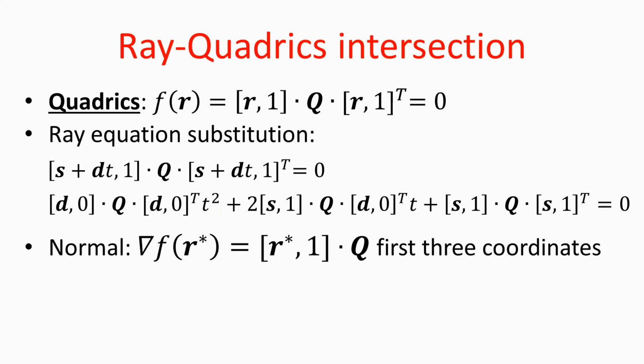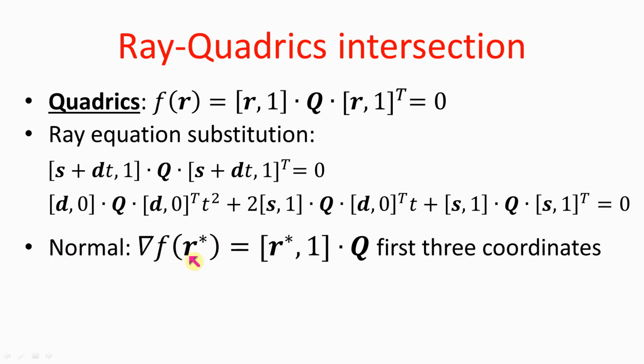We have the solution formula for quadratic equations that can be applied, and as the solution we may have two roots. We have to check whether these roots are positive, ignore all negative solutions, and if there are more than one positive solution, then we obtain the smaller one. This is going to be the solution of the ray quadrics intersection problem. Taking this t and substituting this t back to the ray equation, we have a point R star, which is the point that is visible by the ray.